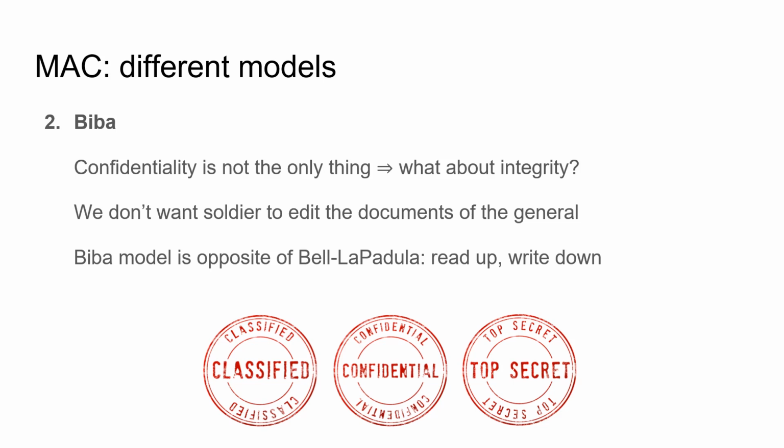Both of them are so-called lattice models. So you actually provide an ordering in confidentiality levels. Okay, so there's classified confidentiality, confidential and secret, and top secret, for instance. And these are partial orders. So that's how you regulate the flow.